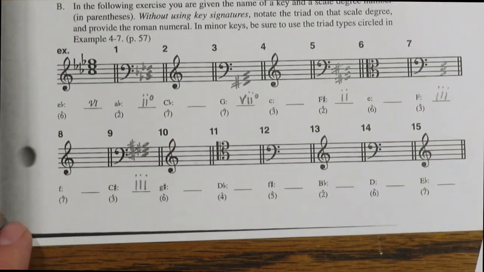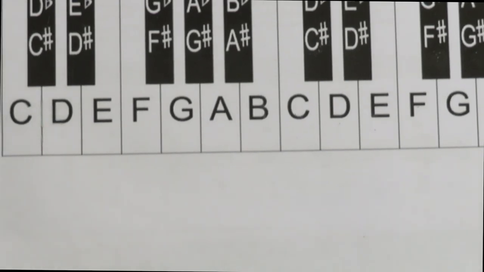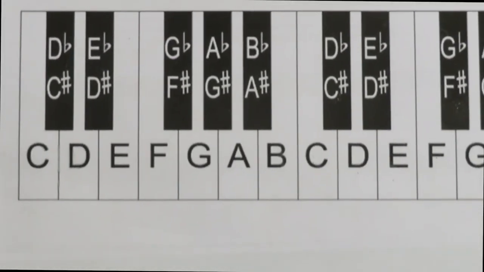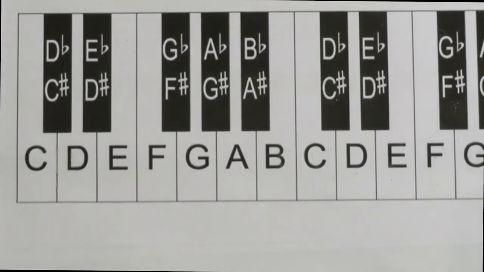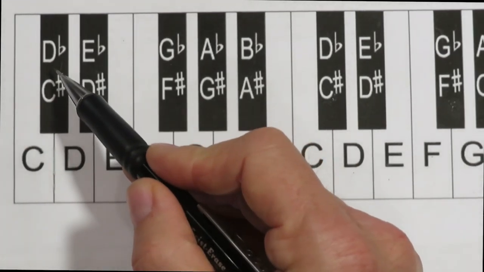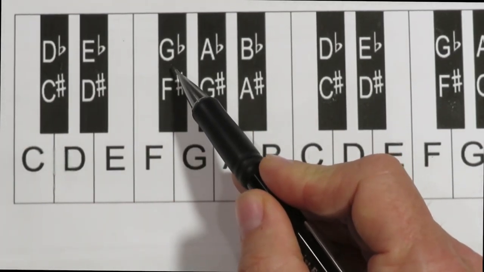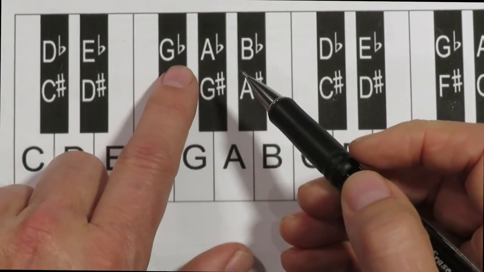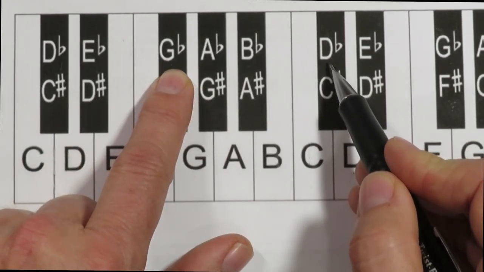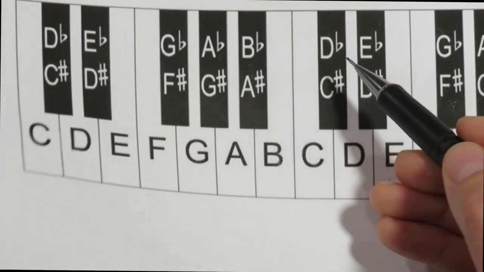Now we're going to build a four chord. Okay. So we know that it's going to be major because 1, 4, and 5 are major. So let's find the fourth scale degree. 1, 2, 3, 4. G flat. So we're going to build a G flat major. G flat, B flat, D flat. Okay.